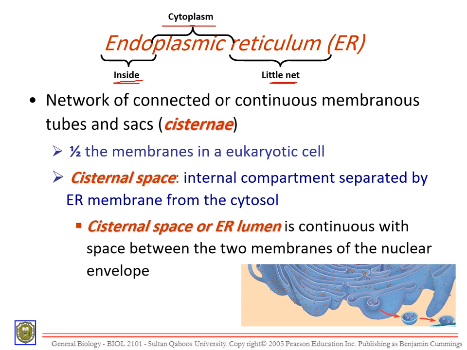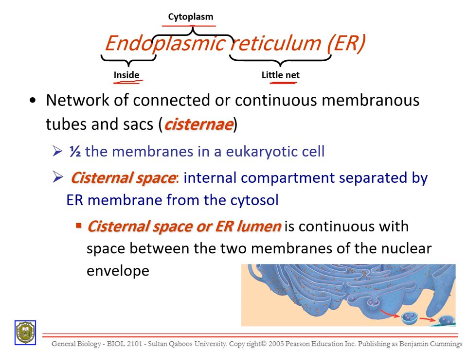Let's see. It's a network of connected or continuous membranous tubes and sacs called cisternae. Okay, half the membranes in eukaryotic cells are actually made up of ER. So if you look at all the membranes in the eukaryotic cell, 50% of it is the ER. Now let's look at the cisternae. There is a cisternal space, which is the internal compartment separated by the ER membrane from the cytosol, and I'll show you that in the picture in just a second.